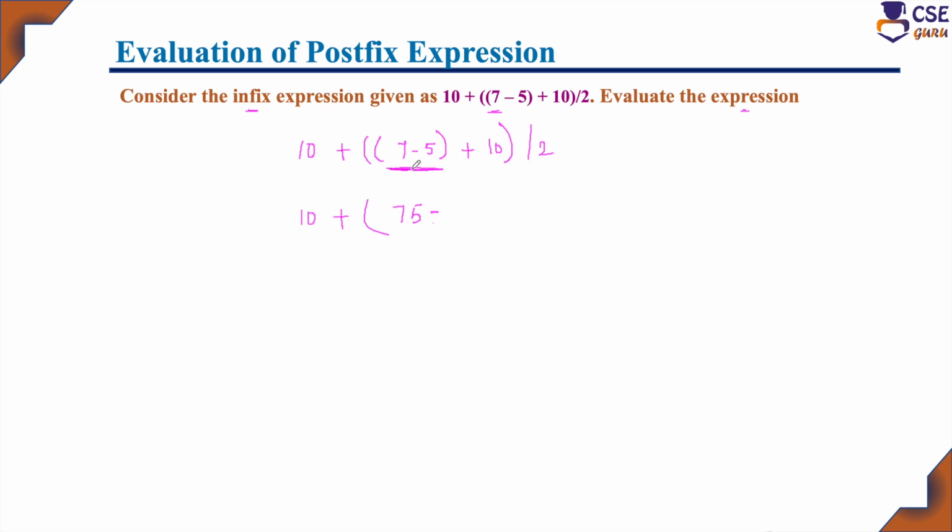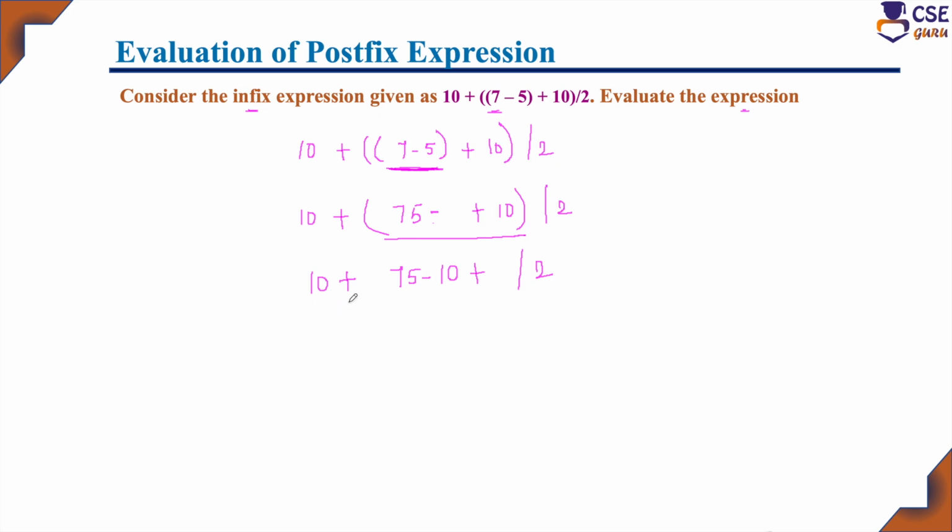Here we have converted this innermost bracket, so no need to add the bracket. Plus 10 divided by 2. Again a bracket is there, so this bracket you need to give the next preference. So here 10 plus. In this bracket the first operand is 7 5 minus, the second operand is 10, and the operator is plus. Divided by 2. The whole thing you need to consider as one single operand after its conversion.